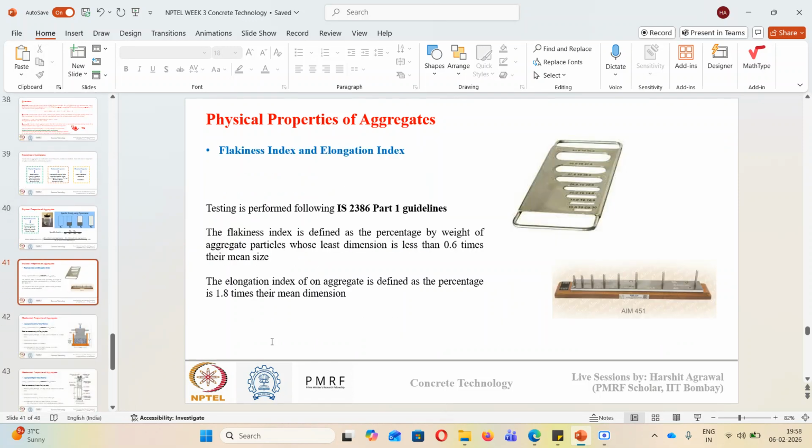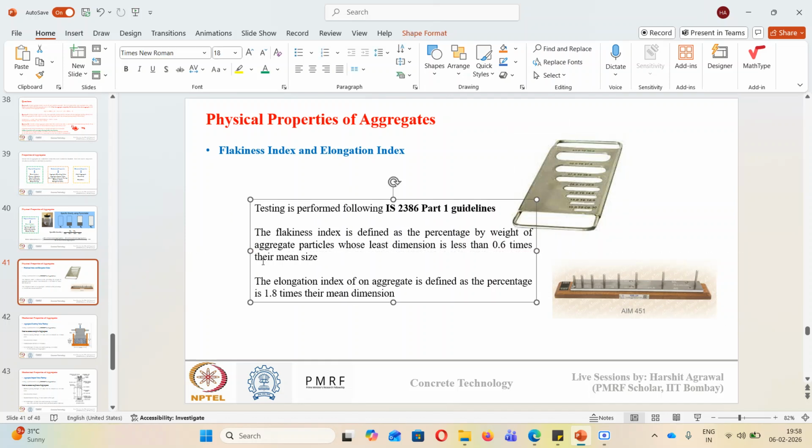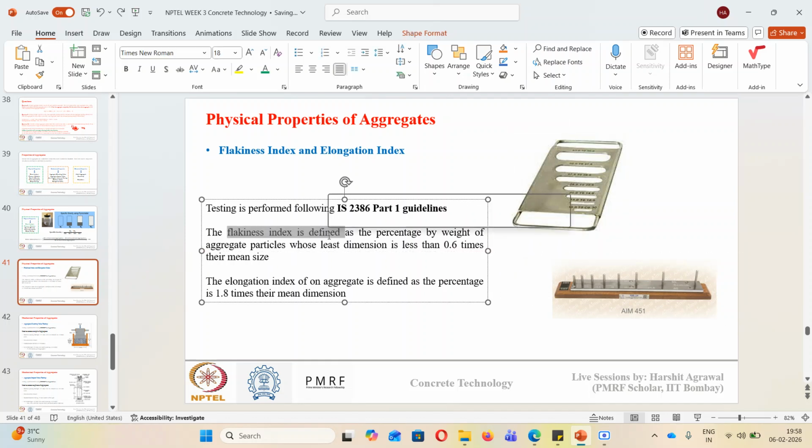Then shape testing, also we have talked earlier, there is flakiness index and elongation index. This testing is done as per IS 2386 guideline. So you can see this scale for flakiness index. We pass each aggregate through this scale, and we determine the flakiness of the aggregate. The percentage of aggregate whose least dimension is less than 0.6 times the mean dimension defines the flakiness index of aggregate.